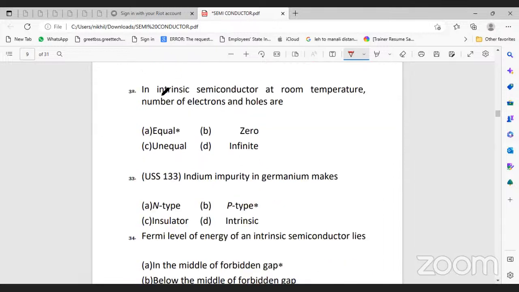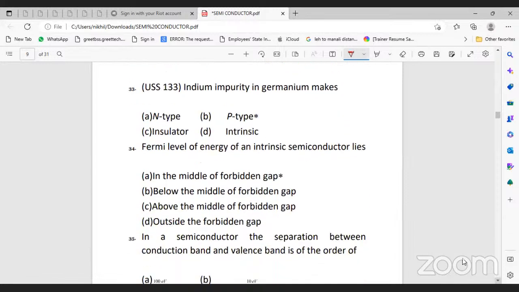See here, it is an intrinsic semiconductor. If it is an intrinsic semiconductor, you know that the number of electrons and number of holes are equal. So they are equal. Indium is a trivalent, so it should be a P-type semiconductor.